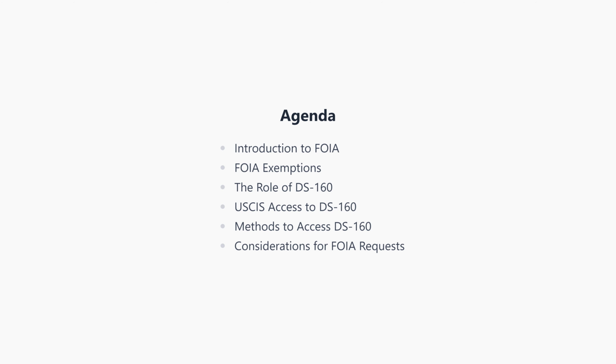We will explore the basics of the Freedom of Information Act, or FOIA, its exemptions, and its relationship with the DS-160 form. We will discuss whether the DS-160 is included in FOIA requests, how USCIS interacts with this form, and different approaches to accessing your DS-160. Finally, we'll touch on considerations before submitting a FOIA request.